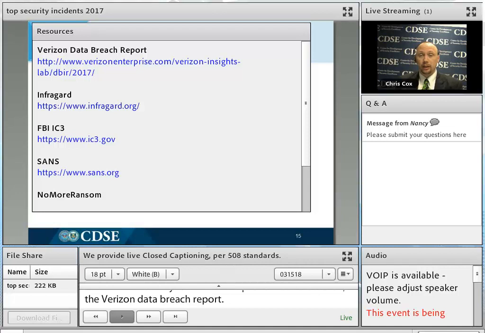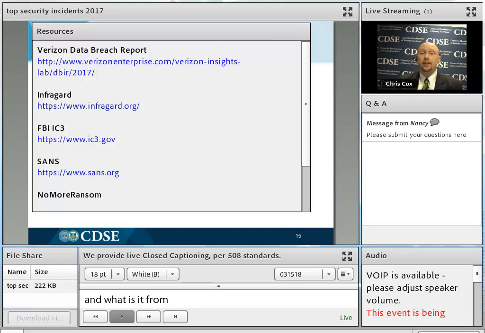InfraGard is a great resource. It's a public-private partnership between the FBI and the private sector, which is designed to share information across agencies and with the public at large. FBI Internet Crime Complaint Center. This is not only a place where you can report cyber crimes, but they also aggregate their data every year and every quarter once again, and they put it together for easy digestion.